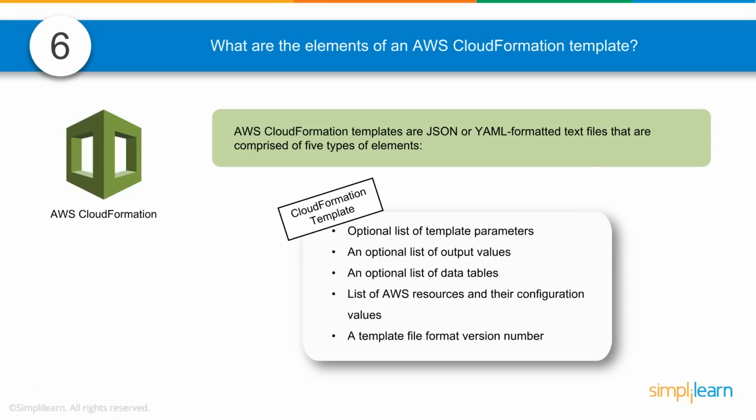And then we have version. Version identifies the capabilities of the template. We just need to make sure that it is of the latest version type, and the latest version is 2010-09-09. That's the latest version number. You'll be able to find that on the top of the CloudFormation template, and that version number defines the capabilities of the CloudFormation template. So just make sure that it's the latest all the time.